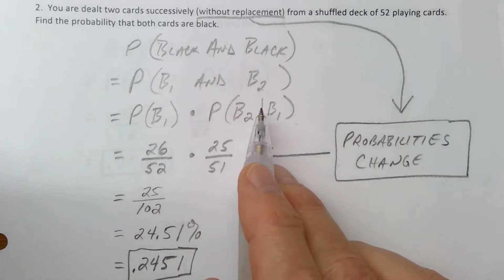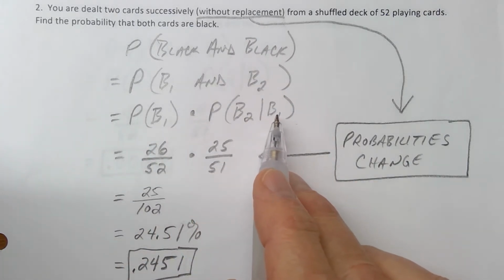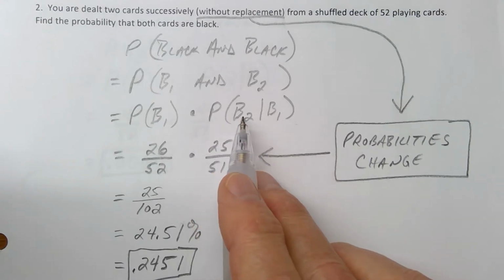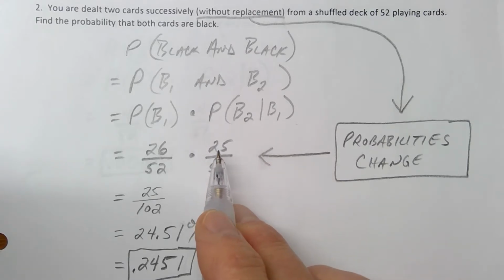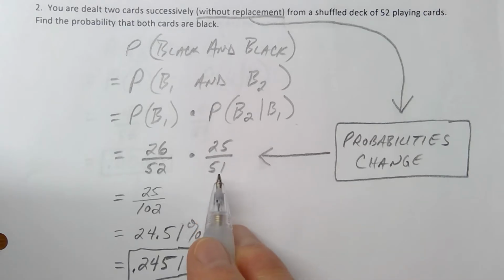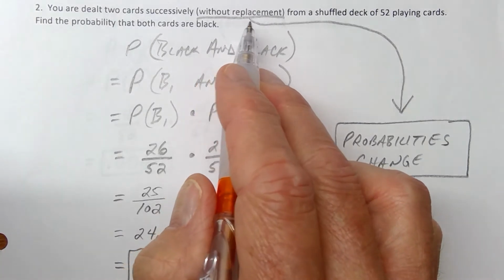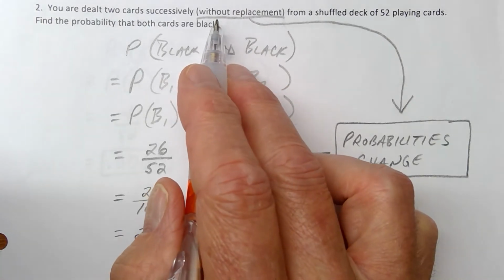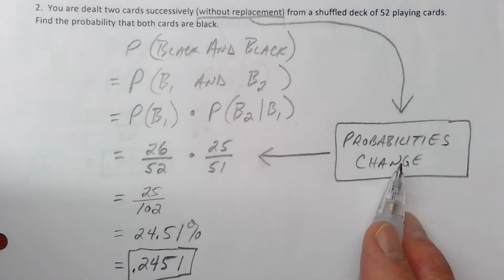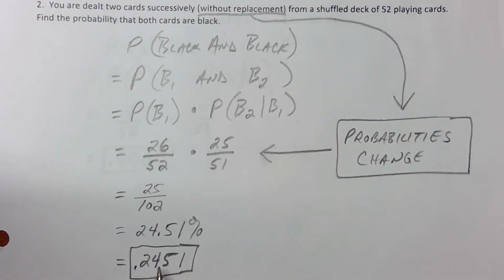That changes things. So given that I drew a black card and didn't put it back, what's the probability of drawing a black card now? Well, now there's only 25 black cards. And there's only 51 cards in the deck. I didn't put that card back. So I have one less black card and I have one less card in the deck. So the probabilities change when you don't replace the card, all right? When you say without replacement, probabilities will change. Multiply, and our percentage is a little bit lower. The first one with replacement was 25%. This is a little bit lower than 25% if we don't put the card back.